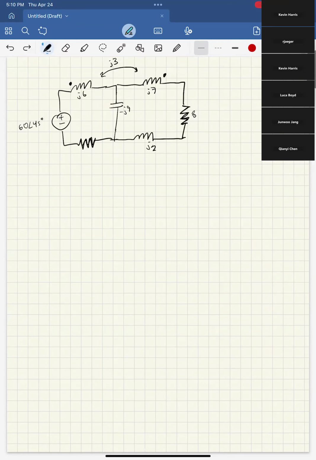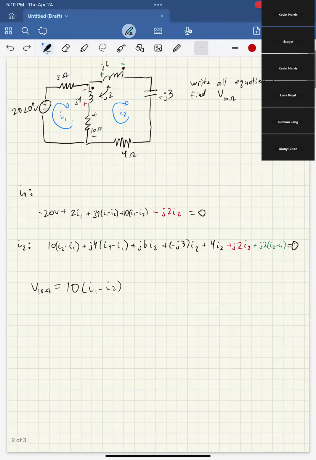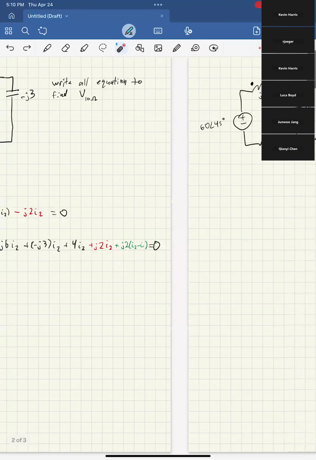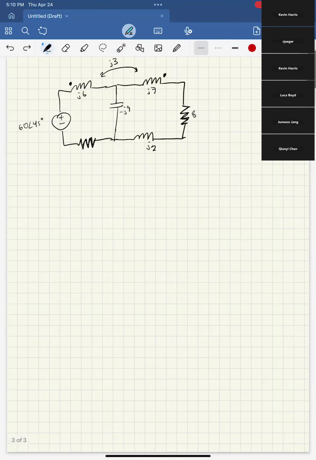Okay, the question on the previous one: why does the second loop have two mutual inductance terms? Because in this one, both of the inductors are on the loop. This one has an effect on this one, and this one has an effect on this one. In the first mesh, this one wasn't in the loop, so you don't care about it, whereas here you have to take into account both because they're both on the loop. Oh, and I didn't write this as 6.